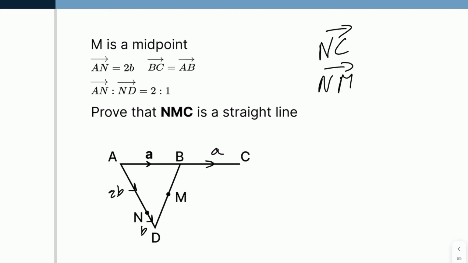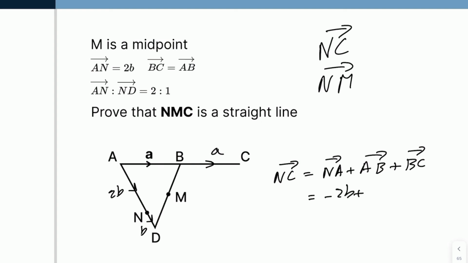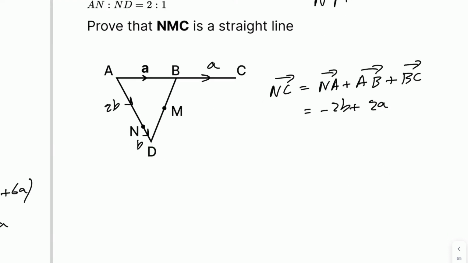Okay, so if we solve this with N to C first, that would just be that. So that just gives me N to A to B, B to C. That is going to be minus 2b plus 2a. So that's that done. And then the other one is N to M.